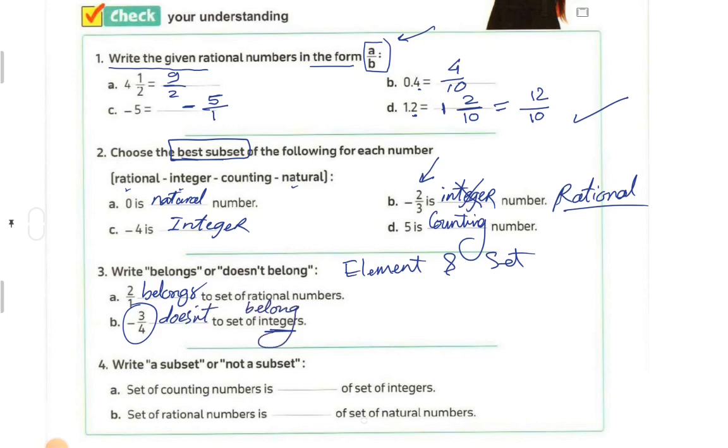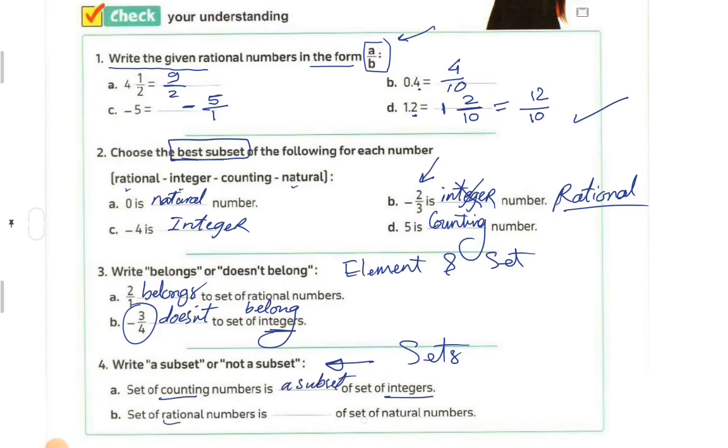to. Question number 4. Write a subset or not subset. Subset and not subset between two sets. Set of counting and set of integer. Yes, counting is a subset of integer, because counting is a small one and integer is the big one. So, it's a subset.